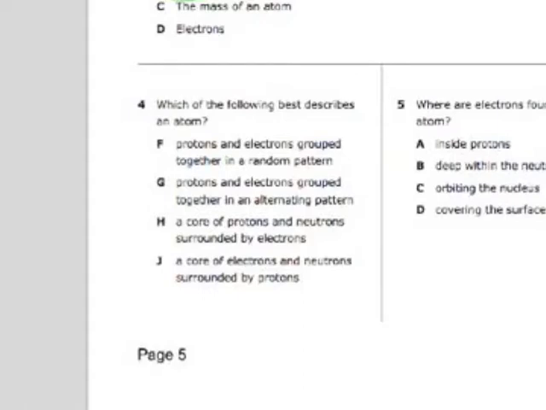Protons and electrons group together in alternating patterns. Are the protons and electrons grouped together? Do you see them grouped together there? No. Okay, so F and G are out. Letter H. A core of protons and neutrons surrounded by electrons. Is that true? Yes. So H looks good. Let's look at J. A core of electrons and neutrons surrounded by protons. No. These are the protons and neutrons right here, and the electrons are orbiting the outside in the electron cloud. So H is your answer.